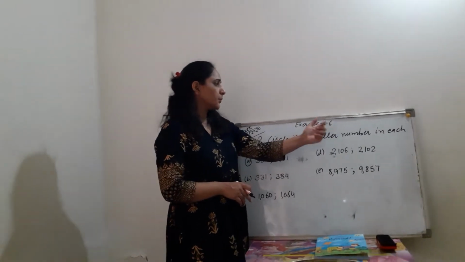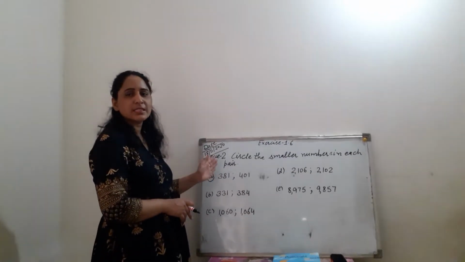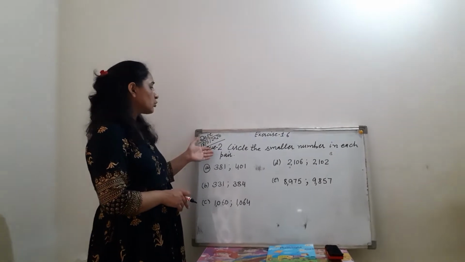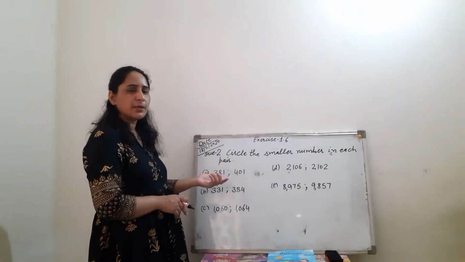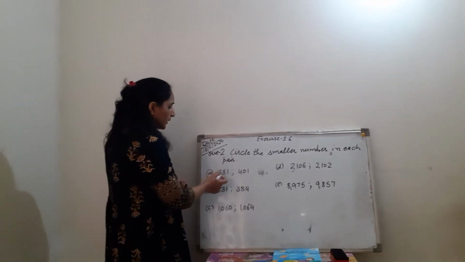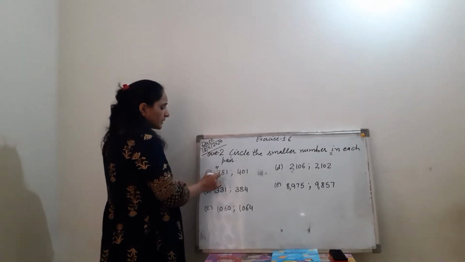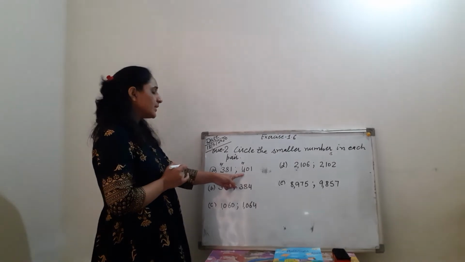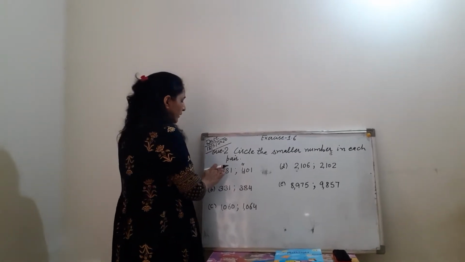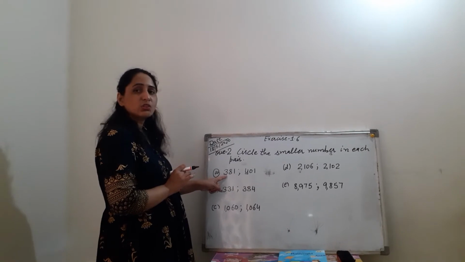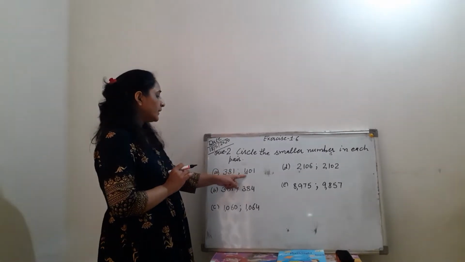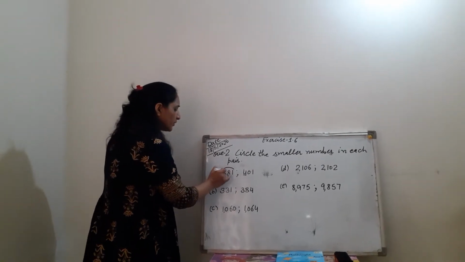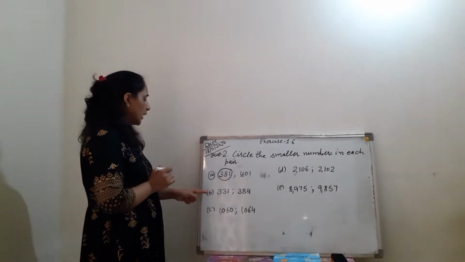Circle the smaller number in each pair. In this question, we circle the smaller number. In question number 1, we circle the greater number, and in question number 2, circle the smaller number. See, we compare the places here. At the hundreds place there is 3 and there is 4. So which one is greater? 4 is greater. Clear? When we read this number, it is 381 and it is 401. So which one is the smaller number? 381. Clear?